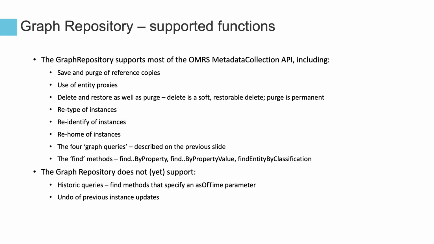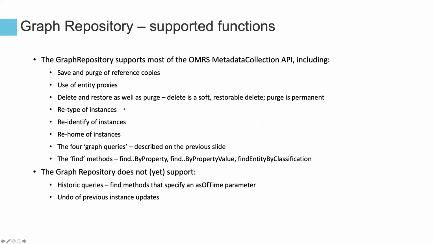So the graph repository supports almost all of the metadata collection API. There are a couple of optional aspects which it doesn't. It supports all of the operations on reference copies. It supports entity proxies. It supports delete and restore as well as purge. There are two types of delete: soft delete and purge. Soft delete doesn't actually remove the vertex or the edge. It is restorable. So you can do a soft delete and then later come back and say, actually, I'd like to restore that vertex or edge, and it can undo a soft delete. But if you do a purge, then that is permanent. That will actually get rid of the vertex or the edge from the database.